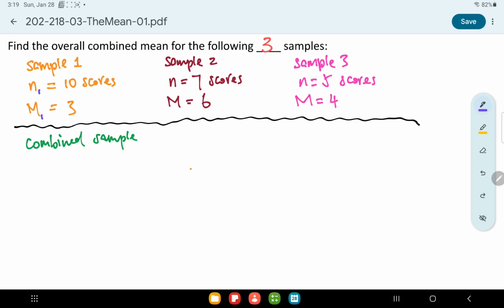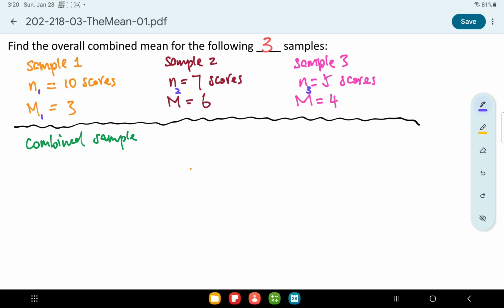N1 is the number of scores in sample 1. N2 is the number of scores in sample 2. And N3 denotes the number of scores in sample 3. N1 is 10 scores, N2 is 7 scores, N3 is 5 scores.